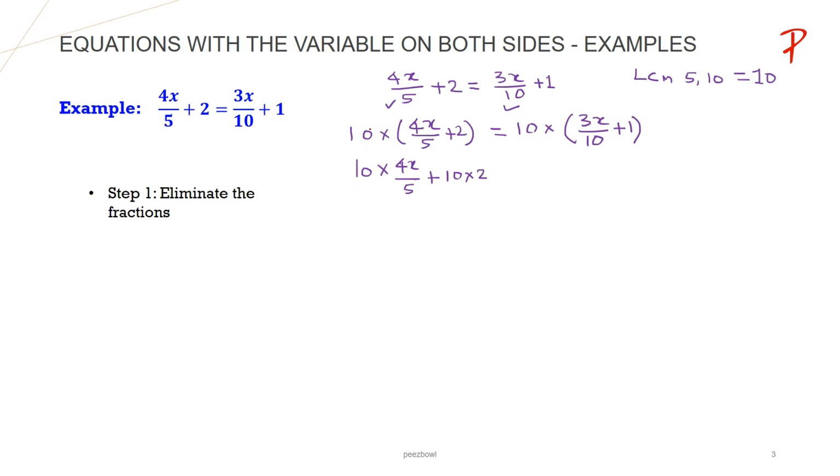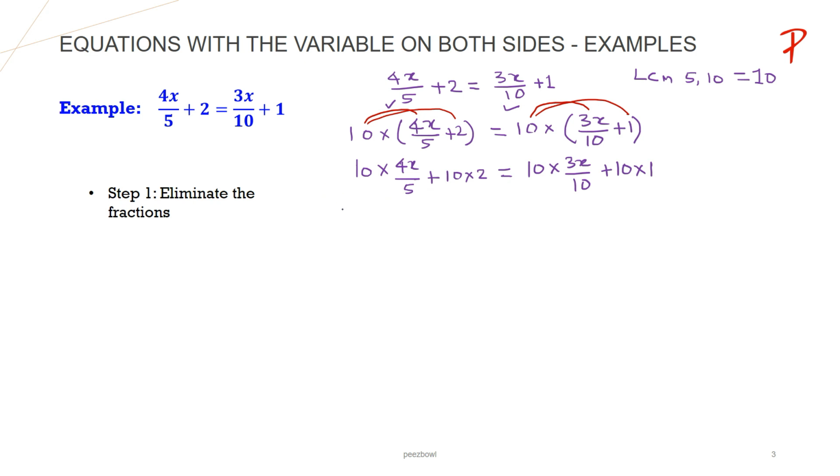So on the left hand side we have multiplied 10 with 4x upon 5 and 10 with 2, right? Same way on the right hand side as well we have to multiply 10 by 3x upon 10 and 10 by 1. So on the right hand side we will have 10 multiplied by 3x upon 10 plus 10 multiplied by 1. Okay.